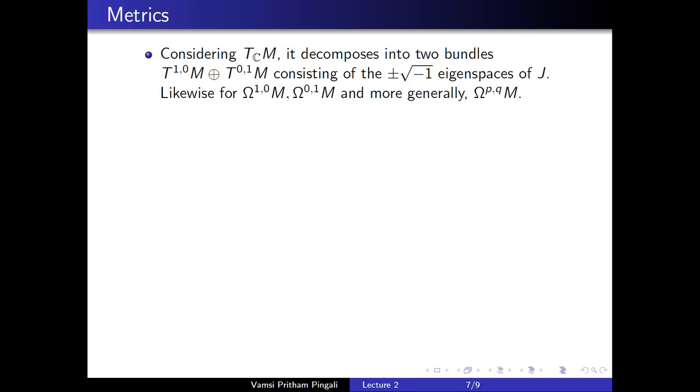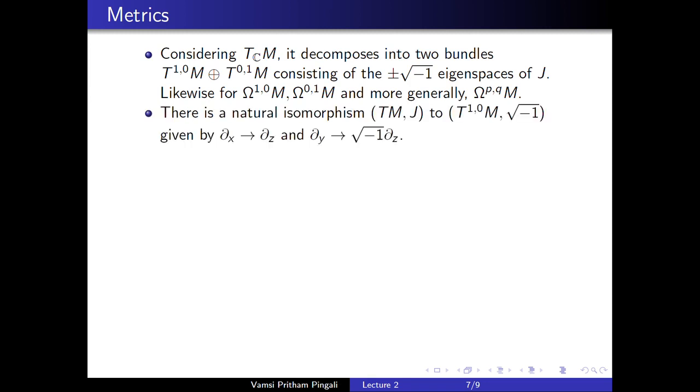Likewise, the dual of it is 1-0 forms and 0-1 forms, and more generally you can have PQ forms, just like in the case of Cn. This little comment that I'm going to make is very important, and usually as we go on, we will always assume this in the background and never mention it. Basically, there's a very curious little fact.